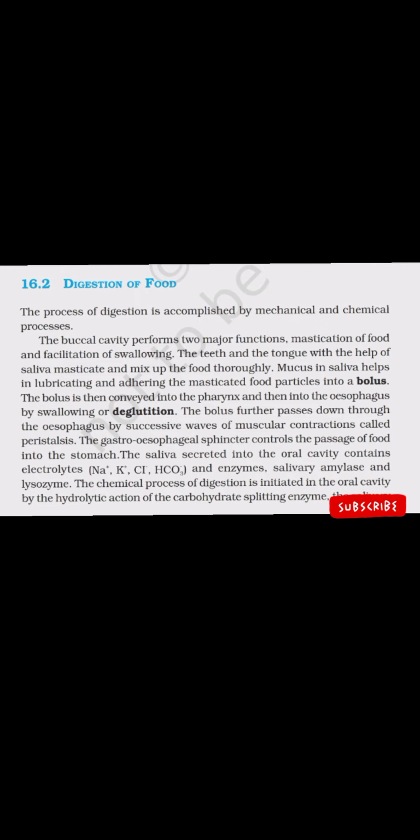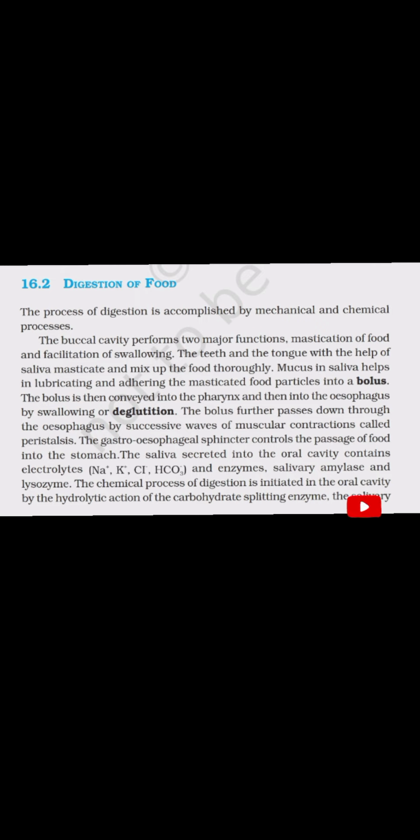The bolus is then conveyed into the pharynx and then into the esophagus by swallowing or deglutition. The bolus further passes down through the esophagus by successive waves of muscular contraction called peristalsis. The gastroesophageal sphincter controls the passage of food into the stomach. The saliva secreted into the oral cavity contains electrolytes Na+, K+, Cl-, HCO3-, and the enzymes salivary amylase and lysozyme.